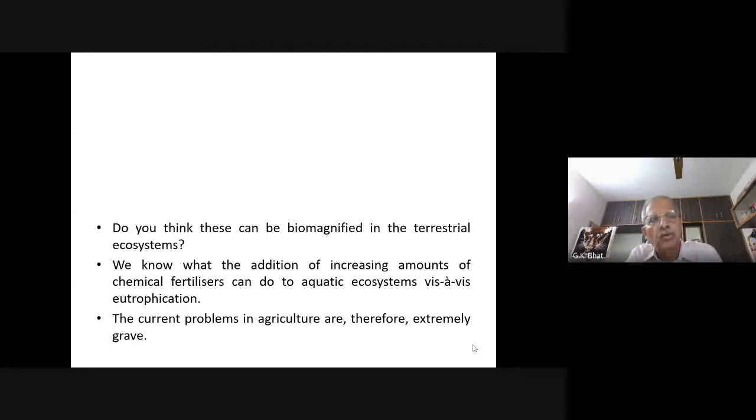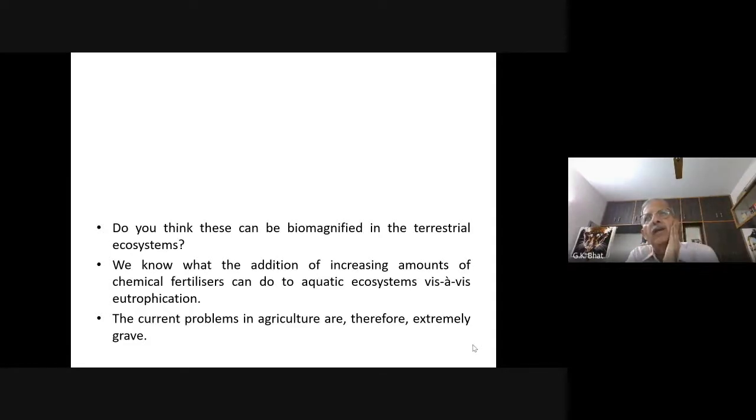Now, do you think these can be biomagnified in the soil ecosystem? That means whatever you put, is it not that it goes on increasing in the quantum in the soil? We know what the addition of increasing amounts of chemical fertilizer can do to aquatic ecosystem: eutrophication. You know, eutrophication, you have already heard about that. Can you tell me what is this eutrophication?